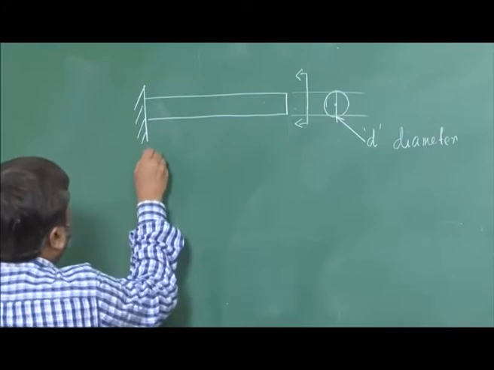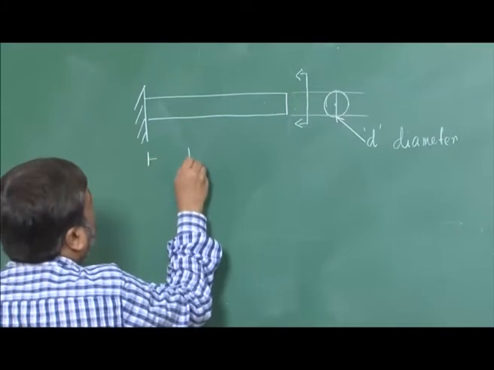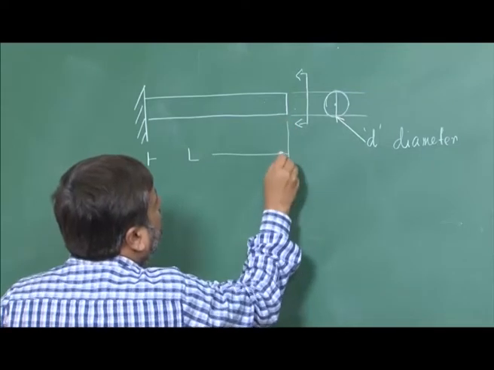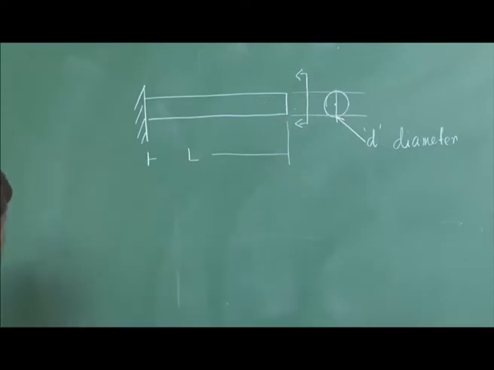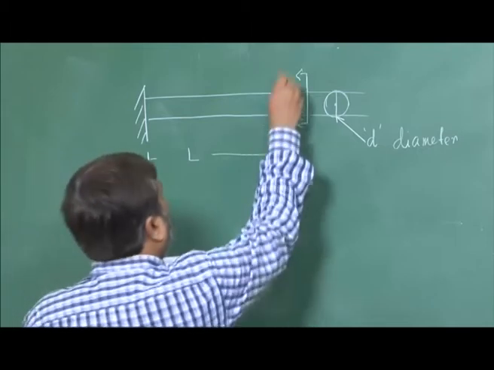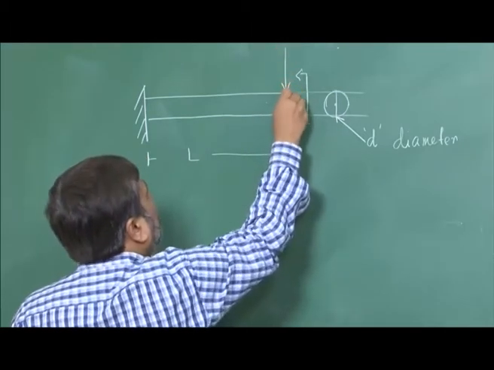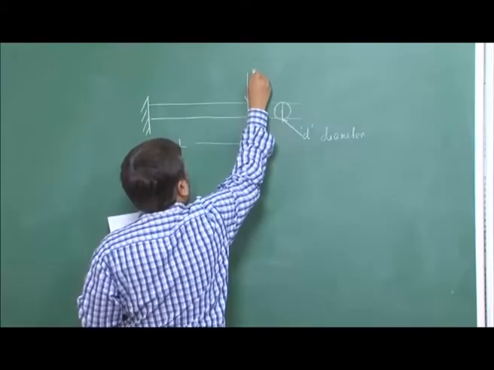This is a cantilever beam, and the span of the beam, let us say, the length is L. What is the loading condition? It is carrying an end load. So, it has an end load here, the end load is F.